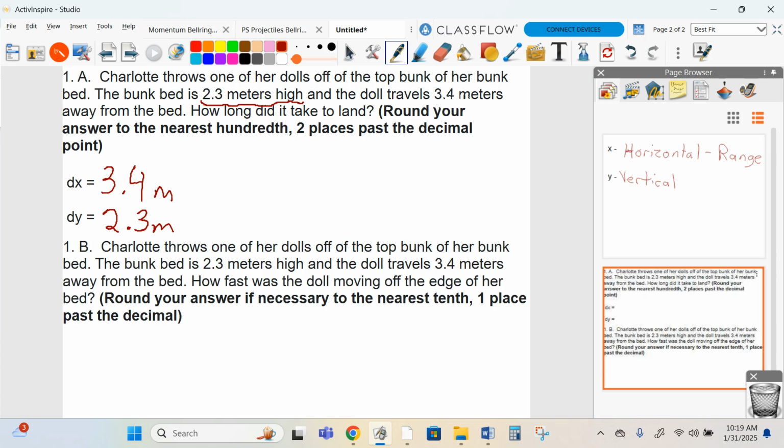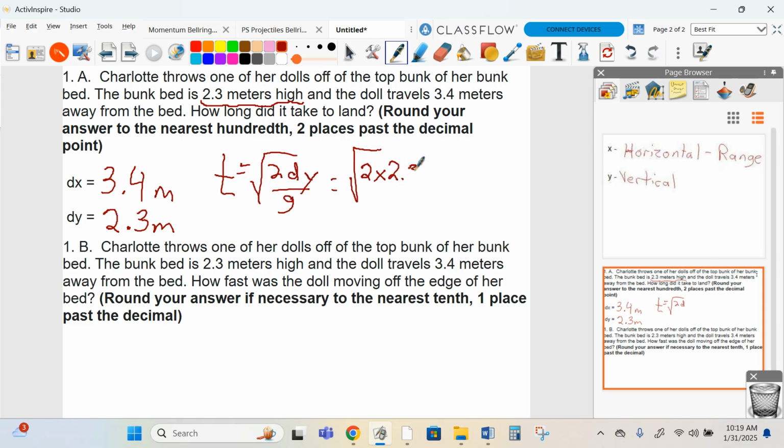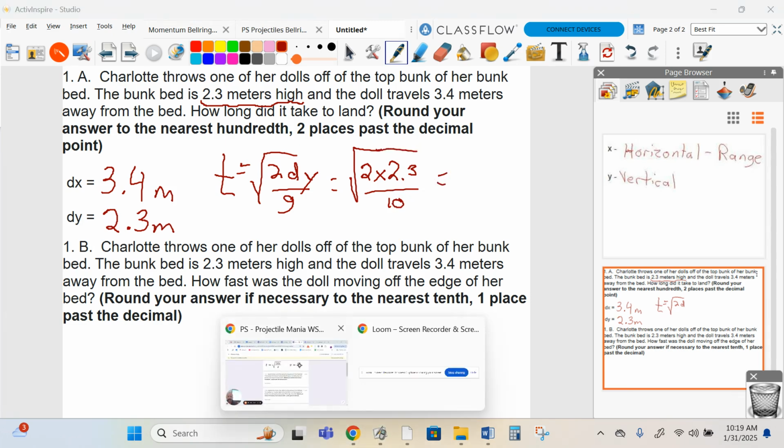The first one, how long did it take to land? Solving for the time. Time is equal to the square root of 2 times dy, divided by g. Sorry about my handwriting. The screen moves. When I plug in my numbers, 2 times dy, 2.3, divided by g, which is 10. And then this is what I need to type in a calculator.